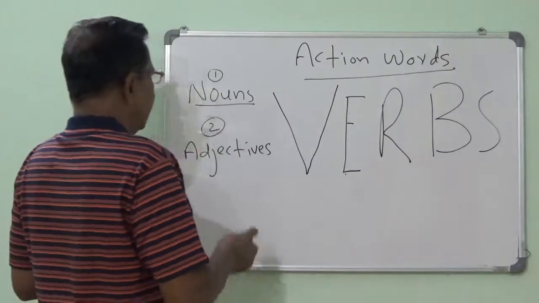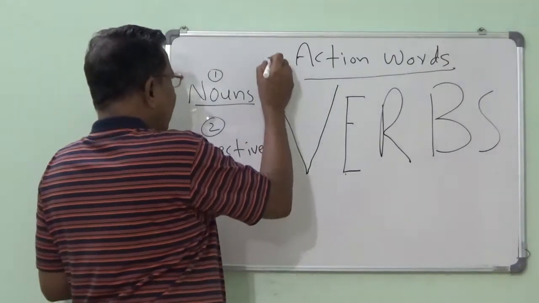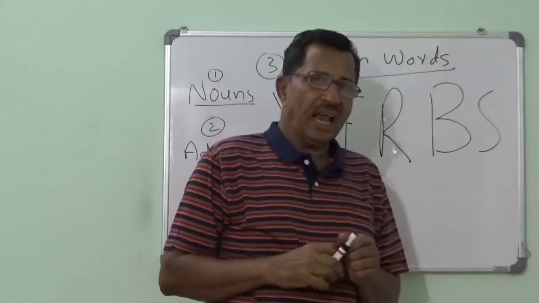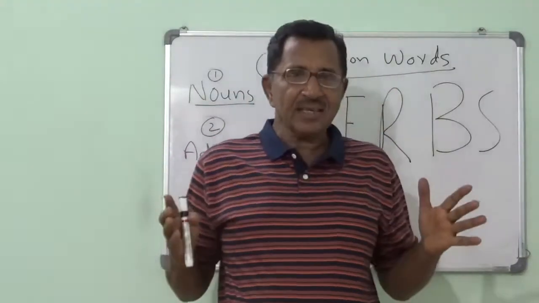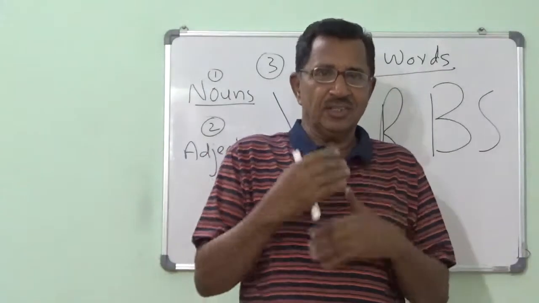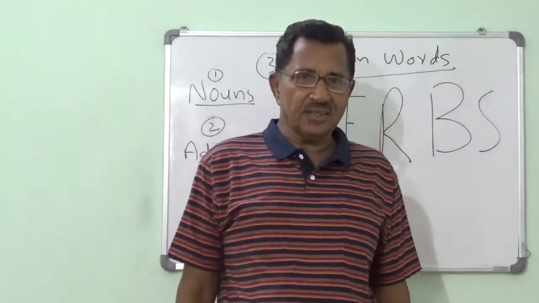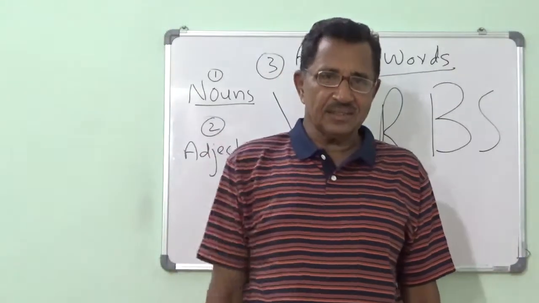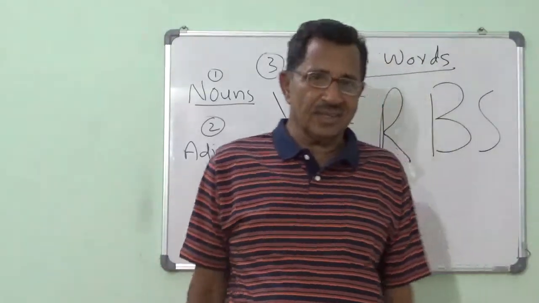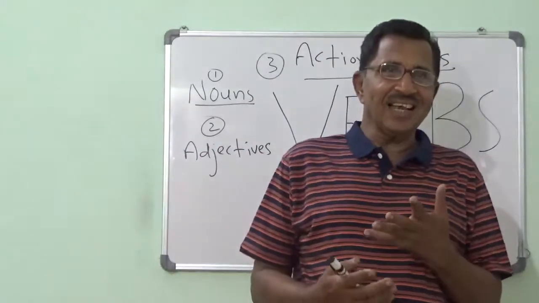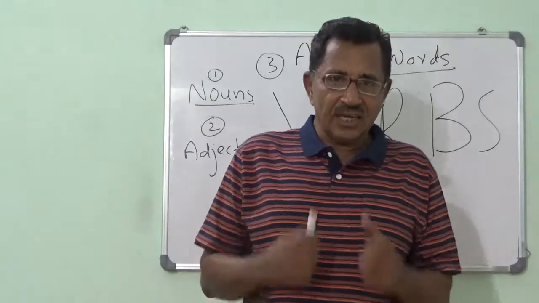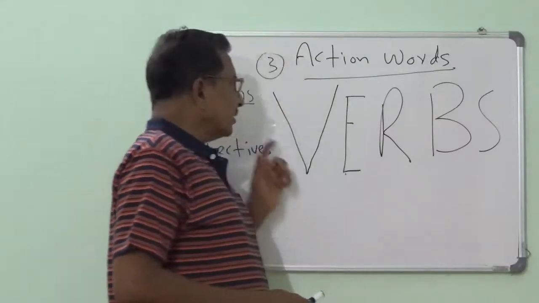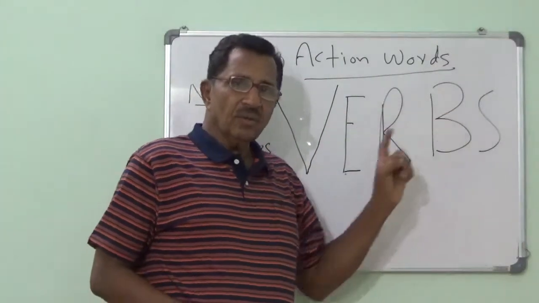Now we have another very important group of words in grammar. It's called action words. They describe actions. Humans always do actions, isn't it? You talk, there is an action. Talking in the class is not allowed, but you do it, isn't it? So there are action words. Jump, for example. Action words are called verbs.